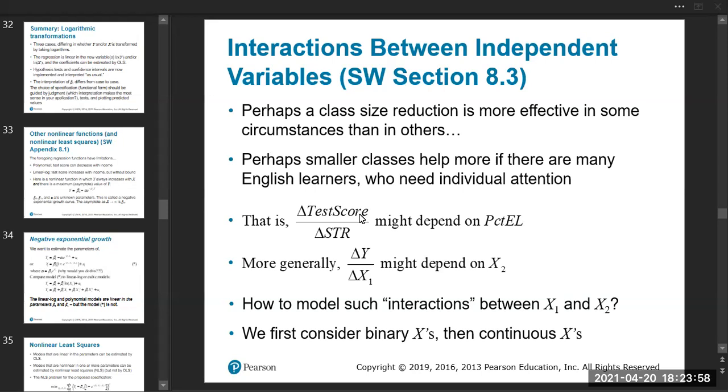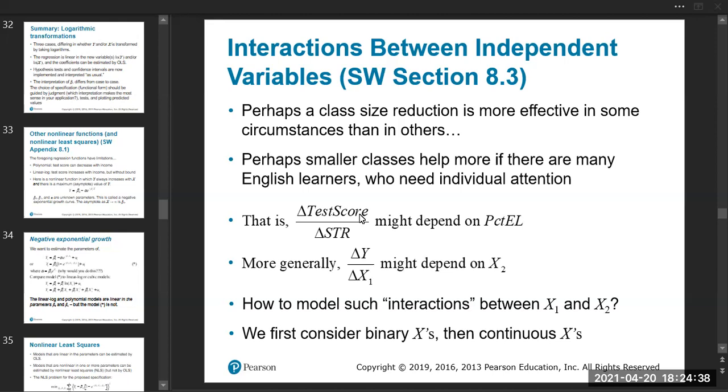Okay, so this video is the second part of chapter 8. We're going to talk about interaction between independent variables. So thinking about the slope, we probably can think about there are ways to make it nonlinear. Before this part, we talked about that the slope can change across different values of x. Now, interactions, we want the slope to change across different values of other variables.